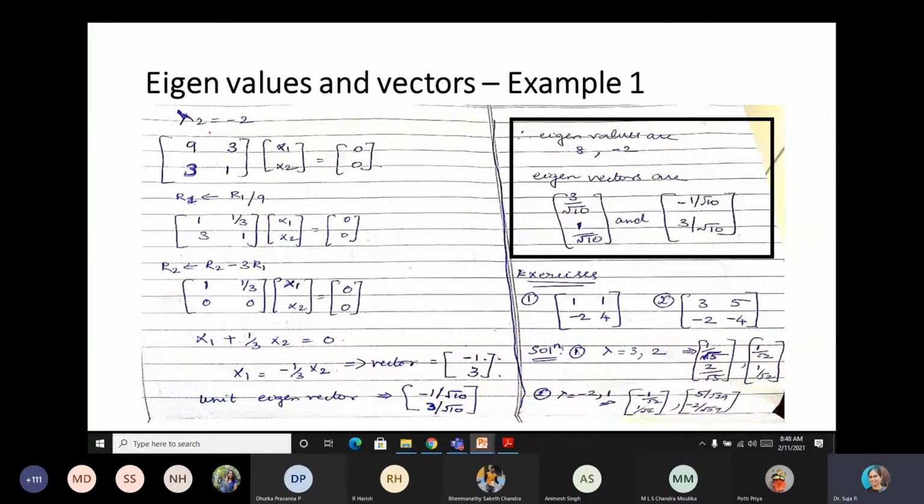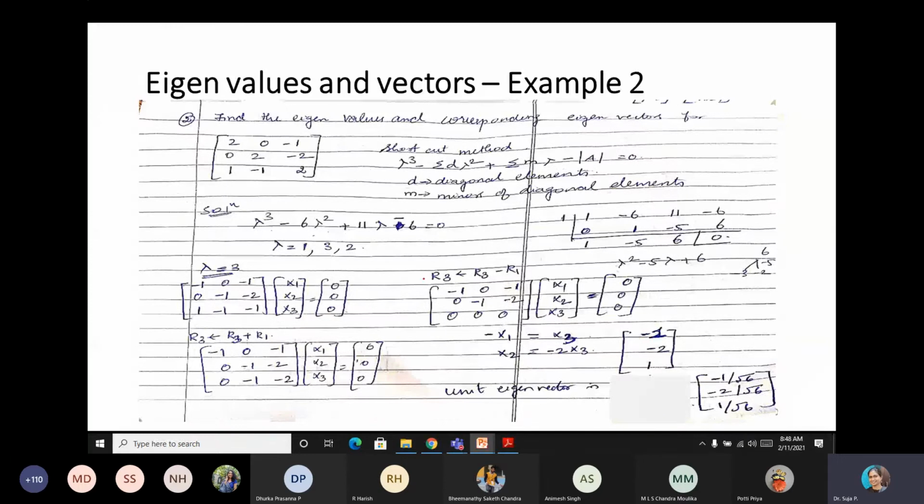Similarly, for lambda 2 equal to minus 2, we are finding the unit eigenvector. And then these are the unit eigenvectors, and these are the eigenvalues. So this is the procedure for finding eigenvectors and eigenvalues. Now we will start with the procedure for PCA.